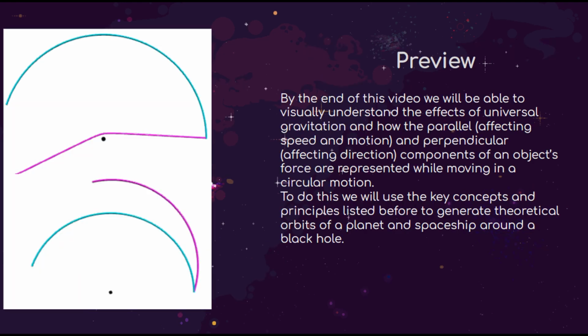By the end of this video, we'll be able to visually understand the effects of universal gravitation and how the parallel and perpendicular components of an object's force, affecting its speed and direction respectively, are represented while moving in a circular motion. To do this, we'll use the key concepts and principles listed before to generate theoretical orbits of a planet and spaceship around a black hole.